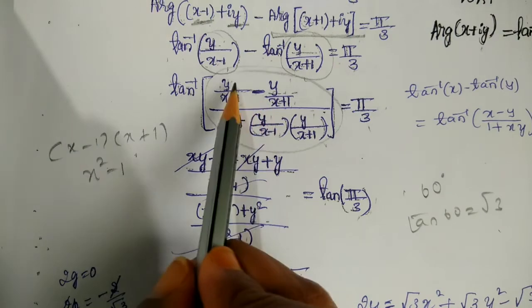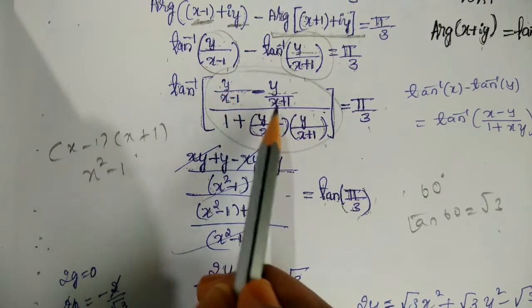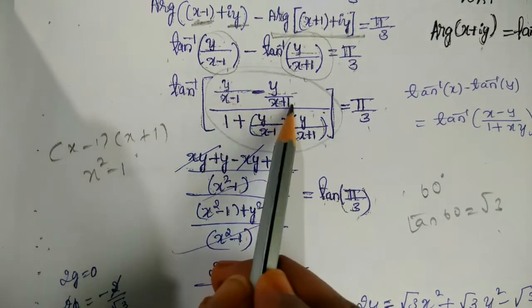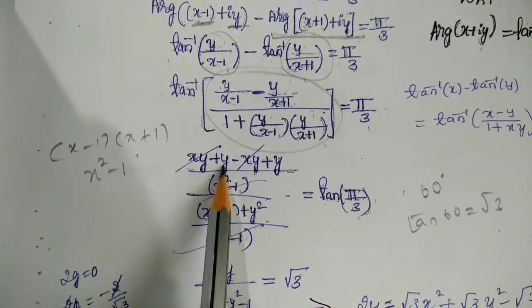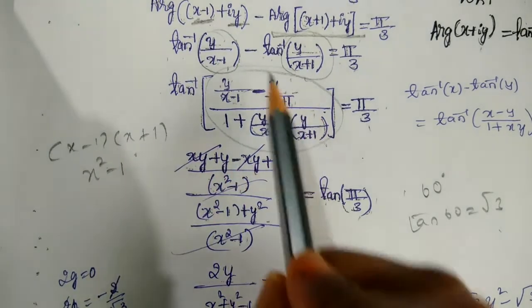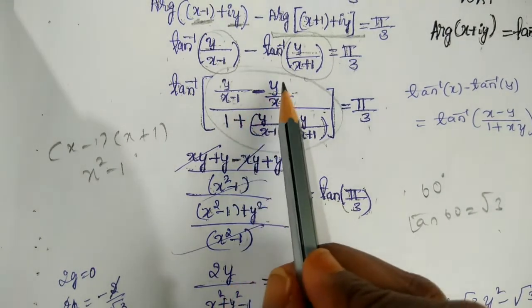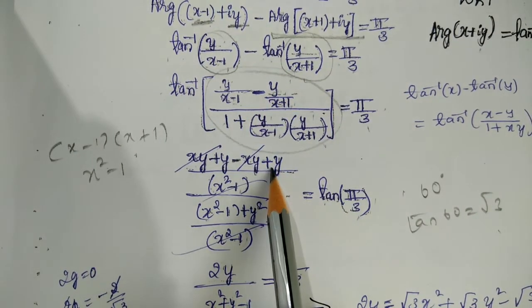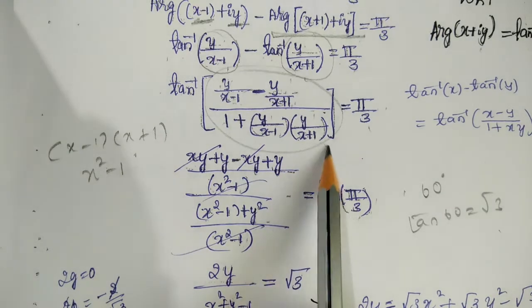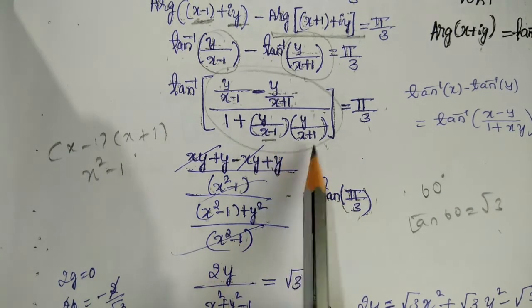So next, cross multiply these two. x plus 1 into y is what? x into y, xy plus 1 into y, y. So xy plus y minus. So what is this one? x into y minus xy minus 1 into minus y plus y. Is it clear? So divided by, similarly for the denominator we have x minus 1 into x plus 1.